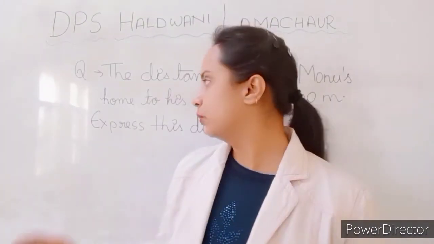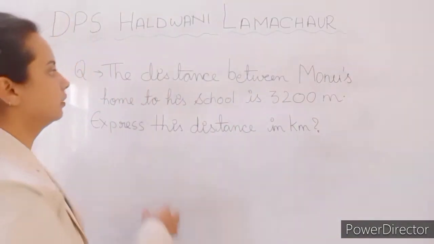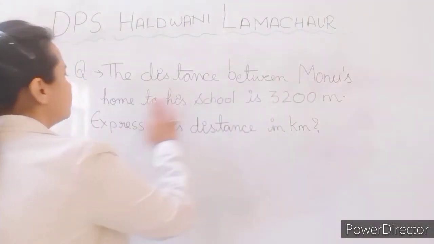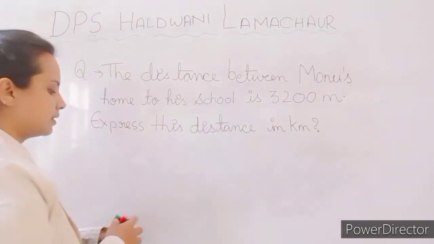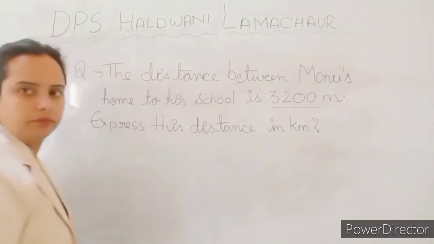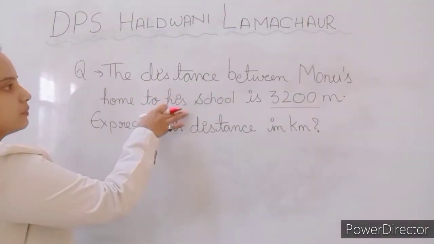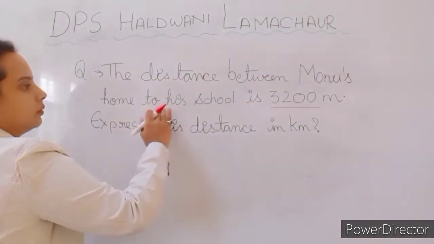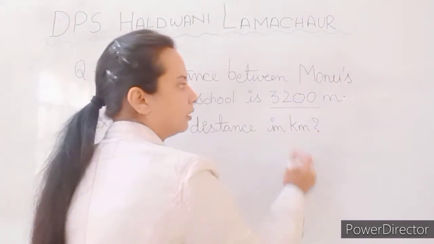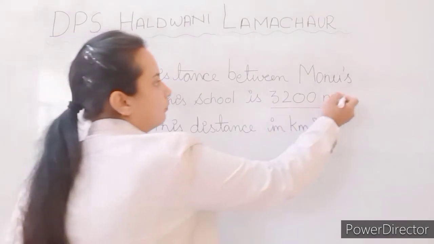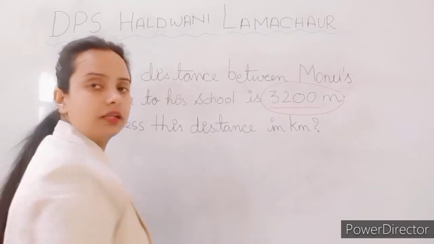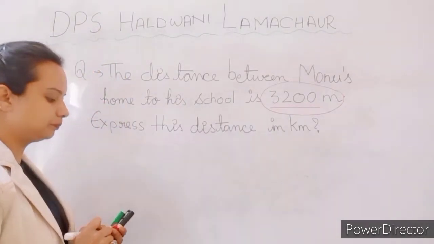So students, here is a question. Let's solve it. This is related to distance. The distance between Monu's home and his school is 3200 meters. Now we have to express this distance in kilometers. It means we have to convert this distance, which is given in meters, into kilometers. So how will we do it?